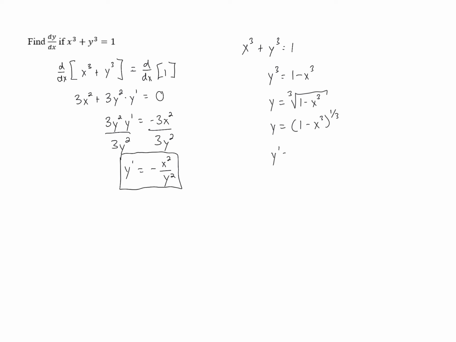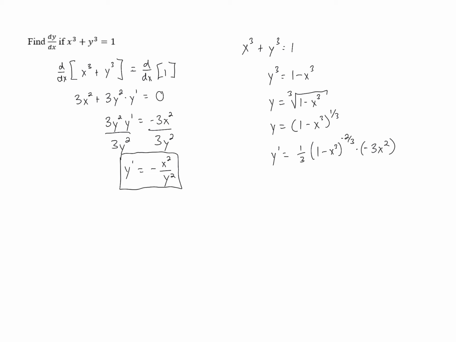So we've got y prime equals, well, the derivative of u to the 1/3 power is 1/3 times u to the negative 2/3 power, right? When we use the power rule, we subtract 1 from the exponent, and 1/3 minus 1 is negative 2/3. And then we have to multiply by the derivative of the inside, because this is a composition of functions. The derivative of the inside is just going to be negative 3x squared, right? Because the derivative of 1 is 0, and then we've got minus the derivative of x cubed. That's going to be negative 3x squared.